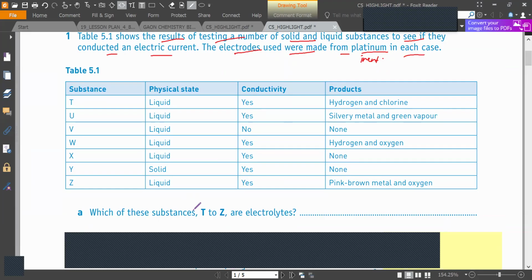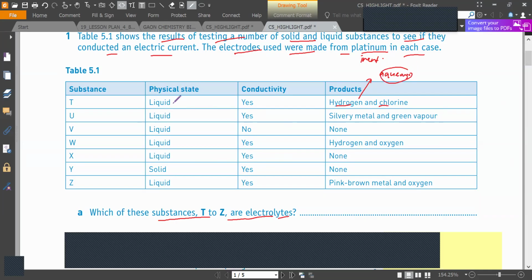Okay. So we will go through the questions one by one. Which of the substances are electrolytes? Which one is an electrolyte? We'll see one by one. You see, this one, hydrogen and chlorine. As soon as we see the product is hydrogen, it means it is aqueous. Yeah, this one will be aqueous.